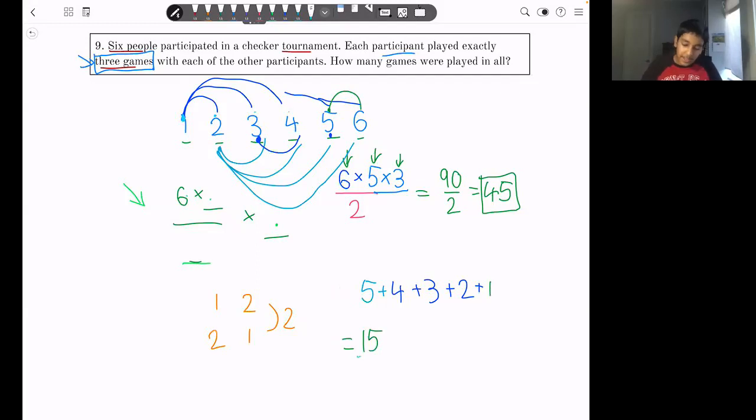And then again, we're forgetting to multiply by 3. Each participant plays 3 games. So we have to do 15 times 3. Because instead of just playing with 5 other people, there's a times 3 term here, because we're playing 3 games with each of those other teams. And this is just going to be 15 times 3, or 45. Any questions?